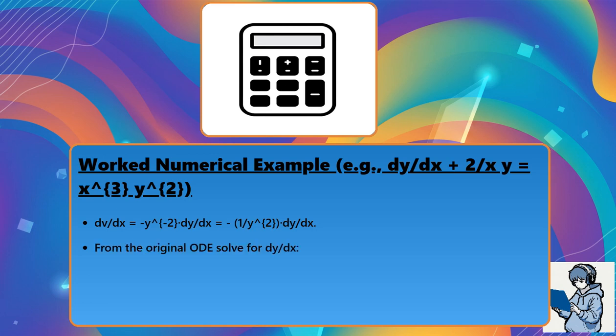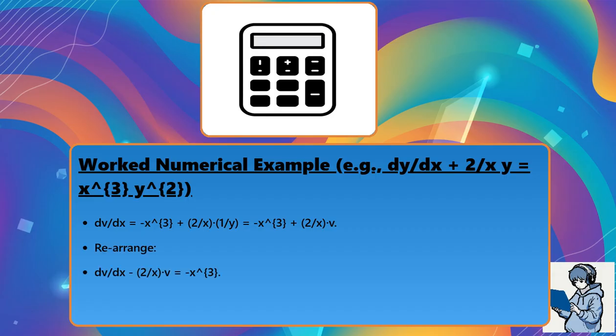From the original ordinary differential equation, solve for dy over dx: dy over dx equals x cubed times y squared minus 2 over x times y. Multiply by negative 1 over y squared to get dv over dx equals negative x cubed plus 2 over x times 1 over y, equals negative x cubed plus 2 over x times v. Rearrange: dv over dx minus 2 over x times v equals negative x cubed.